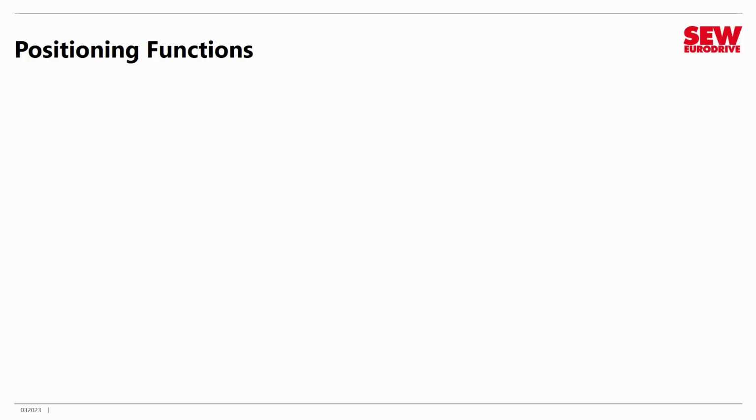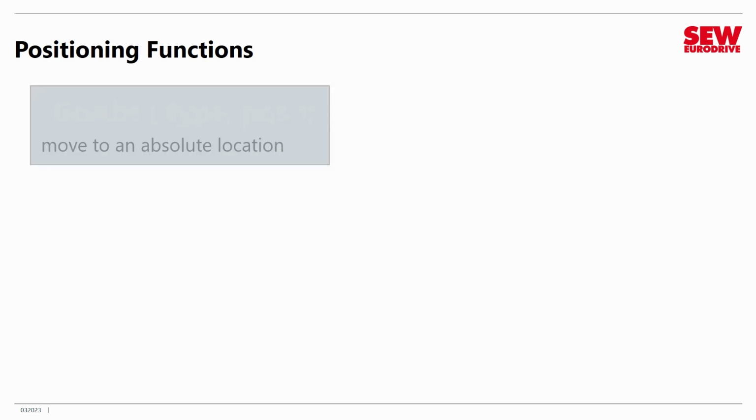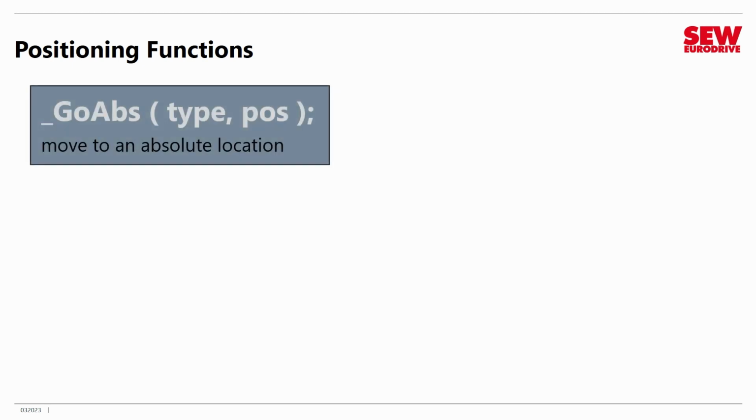Okay, we're now going to learn our second positioning function. This one is almost identical to the first. In fact, there's almost no difference at all. This is the absolute positioning function. It's called GoABS, and it's got exactly the same parameters.